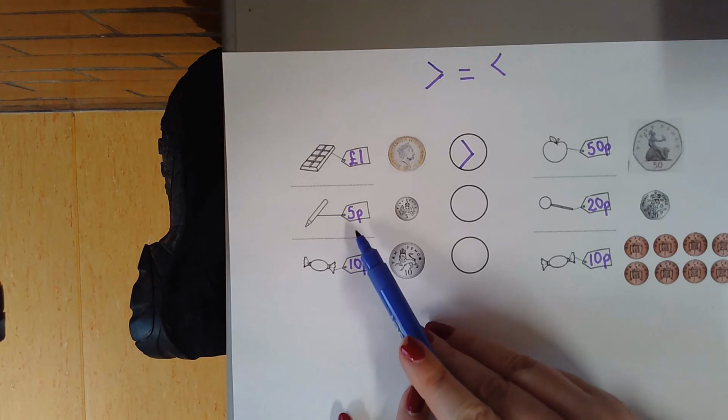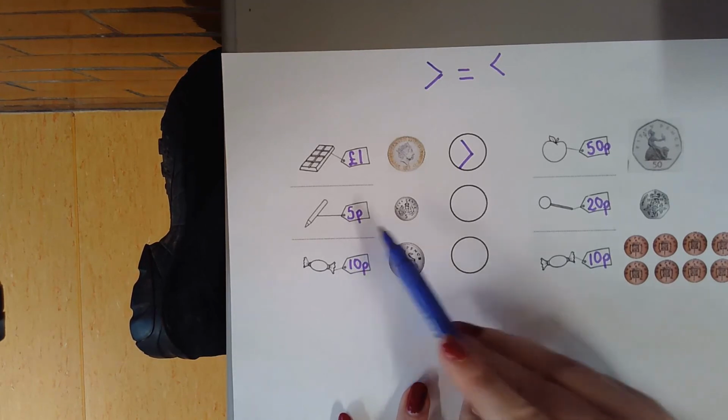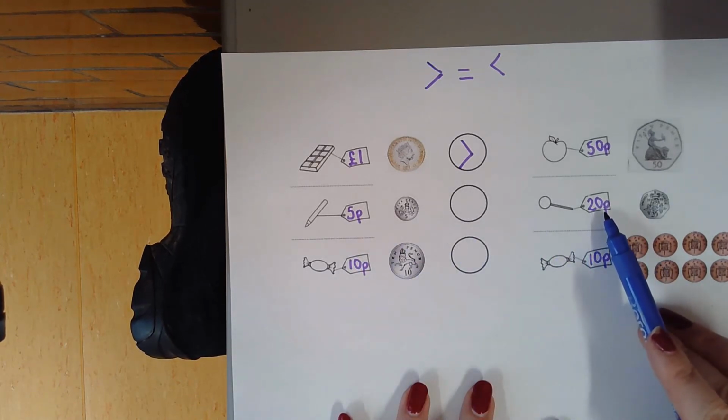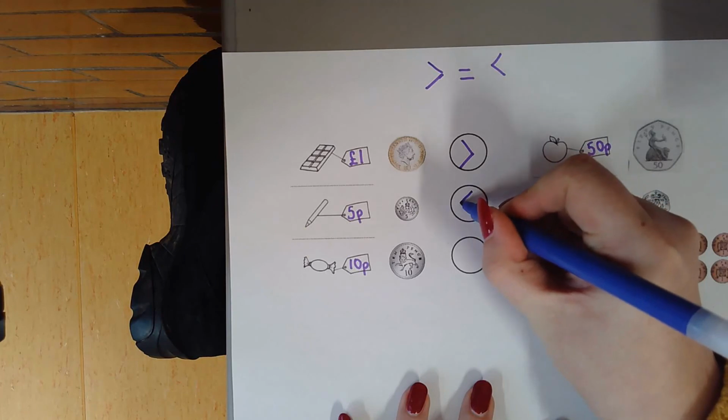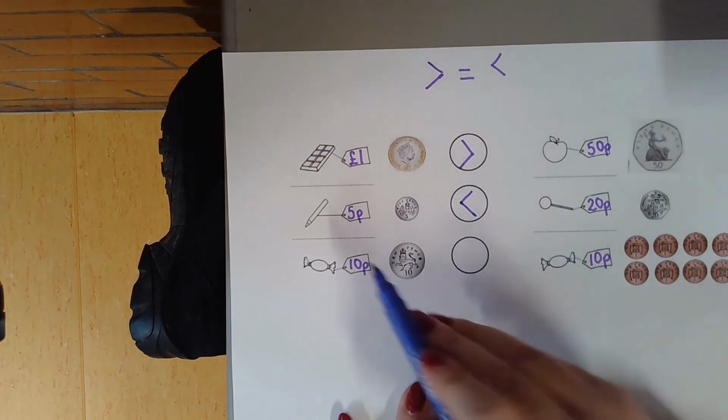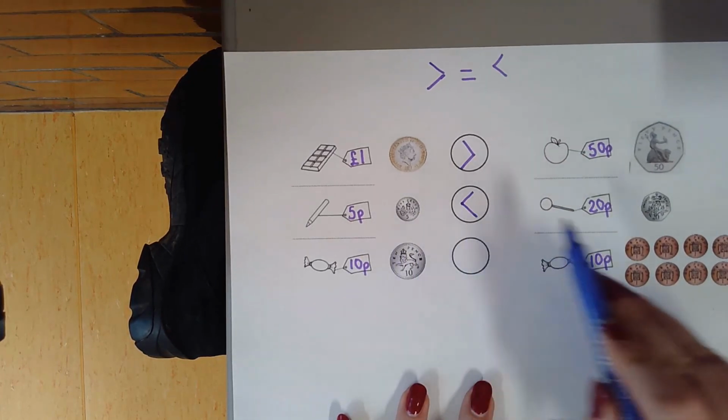The next one is worth 5 pennies, and the lollipop is worth 20 pennies. Which is more, 5 pennies or 20 pennies? 20 pennies. So I do the less than. 5p is less than 20p.